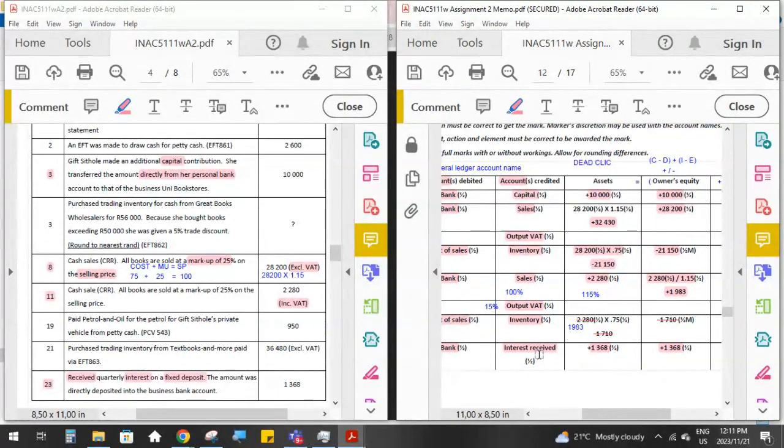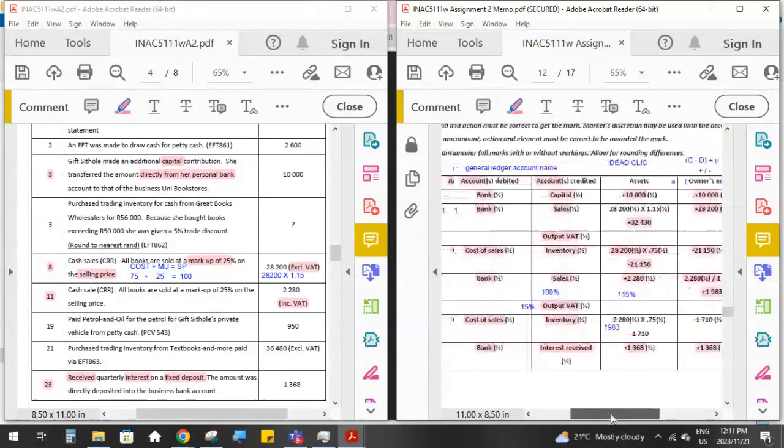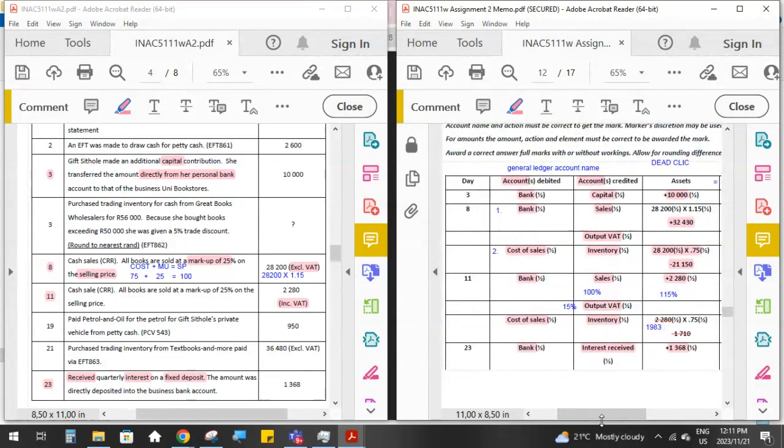The reason that you must put the word received there is because if we were paying interest, that general ledger account must be called interest expense or interest paid. So in your chart of accounts, you would have two accounts, an income account called interest income or interest received, and an expense account called interest paid or interest expense. So you must specify which, you can't just call it interest, because interest could be an income account or it could be an expense account. So we must indicate which one it is.